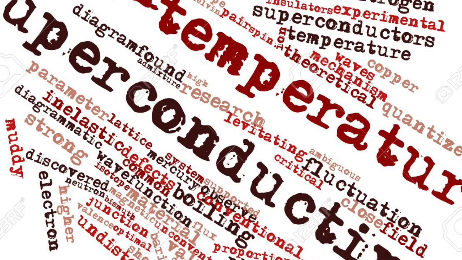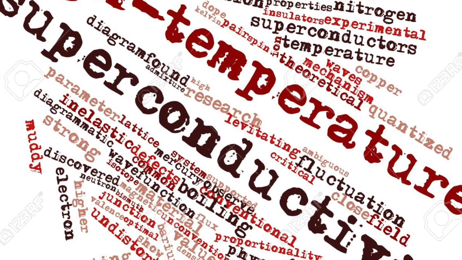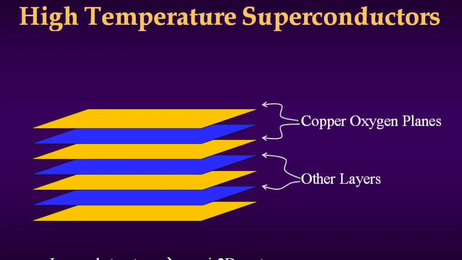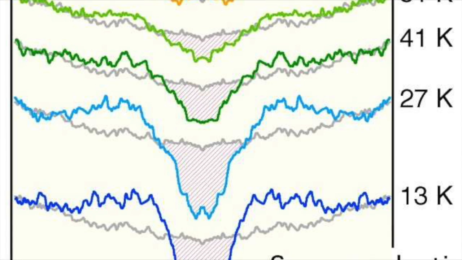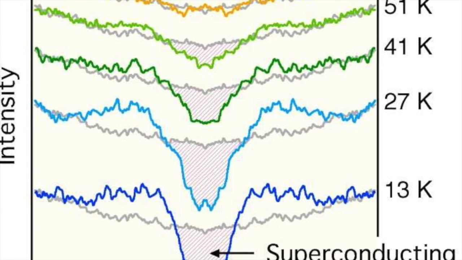However, the BCS theory offers no explanation for the existence of high-temperature superconductors around 80 Kelvin and above, for which another electron coupling mechanism must be invoked.